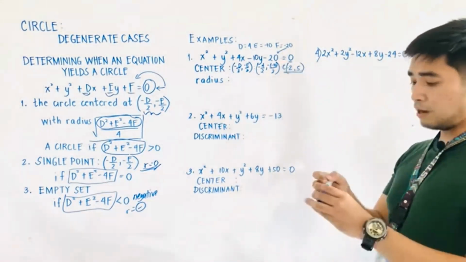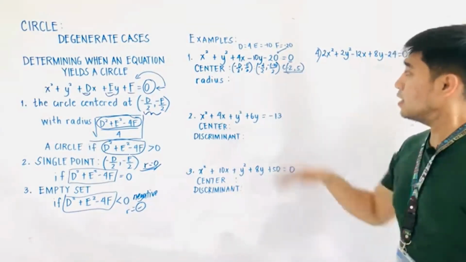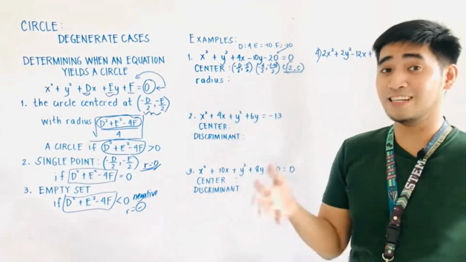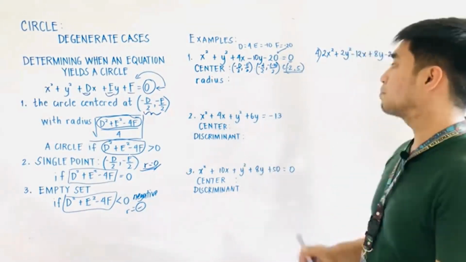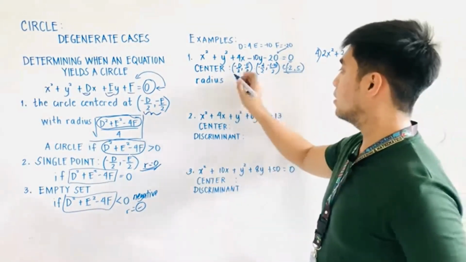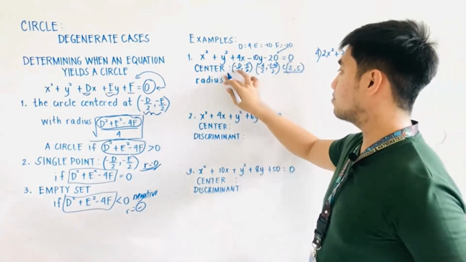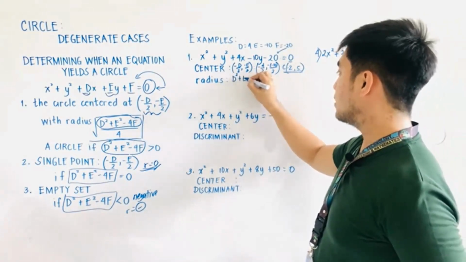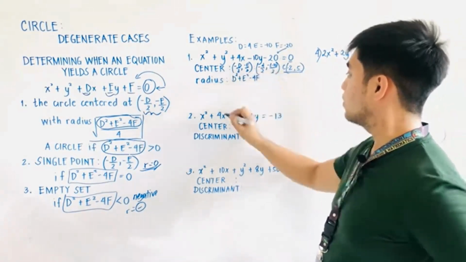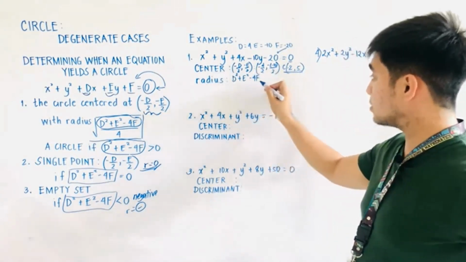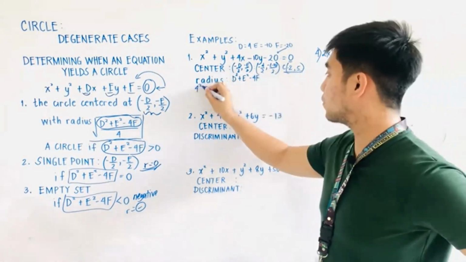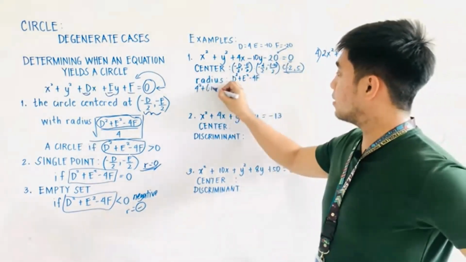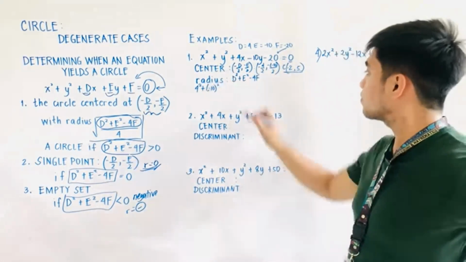Let us now determine whether this is really the center of a circle or just a single point. By using the discriminant, let us now get the discriminant. Later, we'll get the radius. For the discriminant, that is d squared plus e squared minus 4f. So using d squared plus e squared minus 4f, we'll be having 4 squared plus our e, which is negative 10, squared.